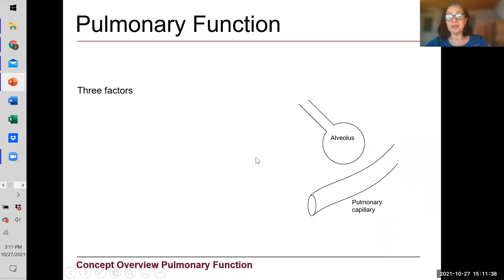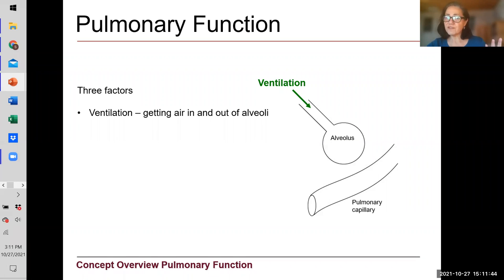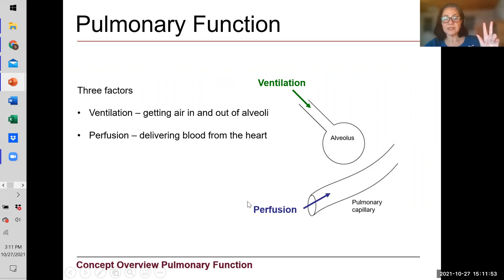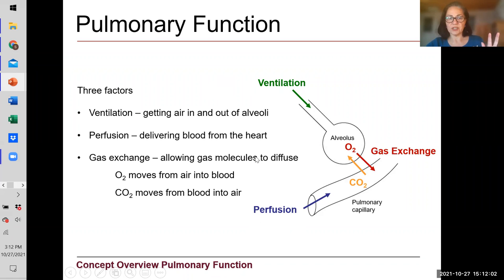So when we talk about pulmonary function, there are really just three factors that we need to keep track of. There's ventilation, which is getting air in and out of the alveoli. There's perfusion, that's getting blood through the capillaries from the heart to the lungs. And the third factor is gas exchange. And clearly that's the two gases that we were talking about. We have to move oxygen from the air that we just breathed in and dissolve that into the blood, and the carbon dioxide, that waste product from cellular respiration, we need to get that out from the blood back into the air so we can breathe it out.